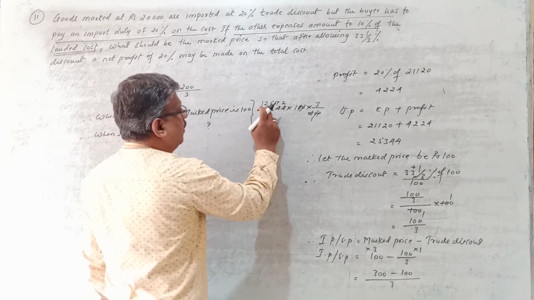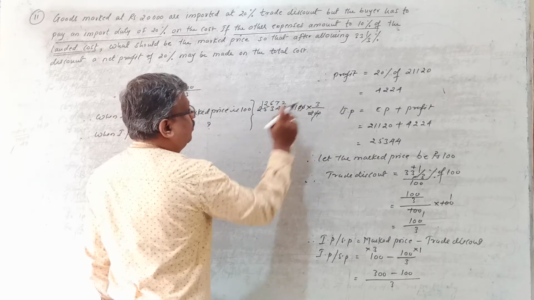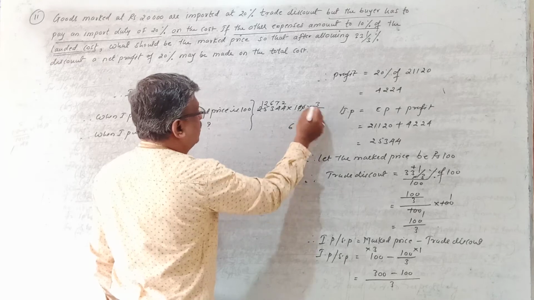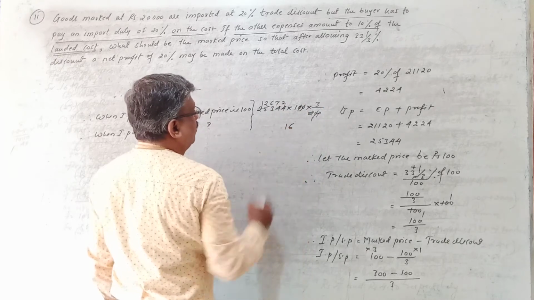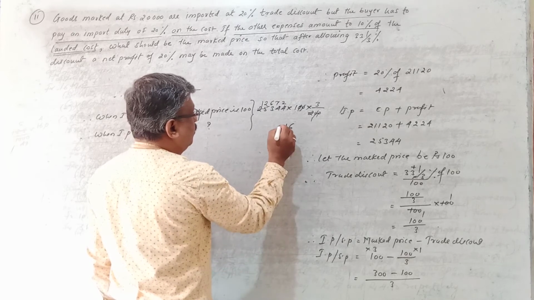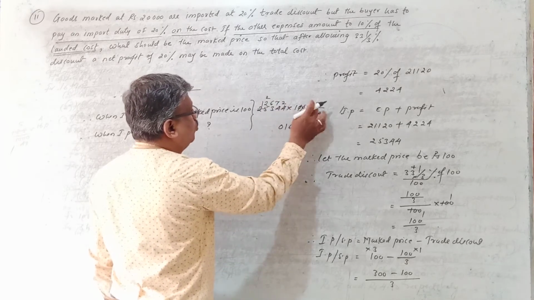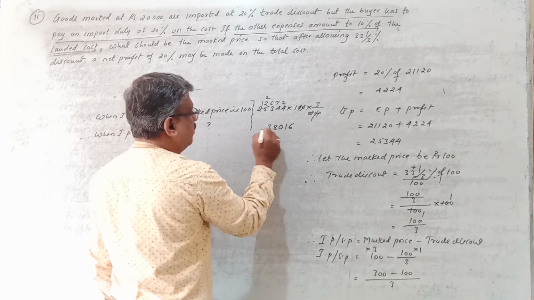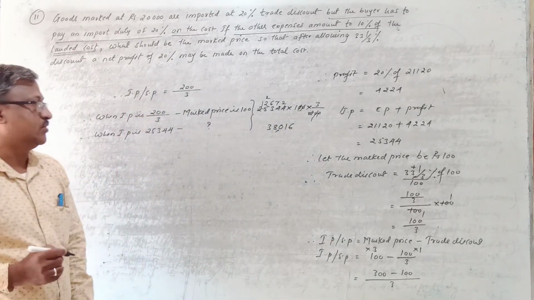So 12,672 is multiplied by this 3. So 3 2s are 6, 3 7s are 21, 3 6s are 18 plus 2, it is 20, carry 2, 3 2s are 6 plus 2, it is 8, 3 1s are 3. So it comes to 38,016 rupees.